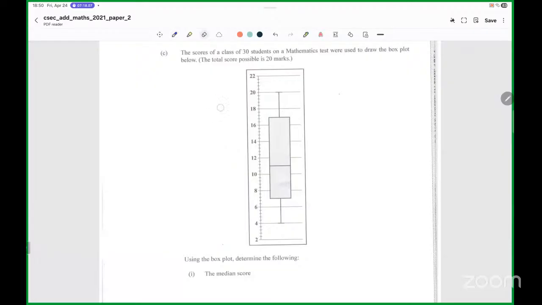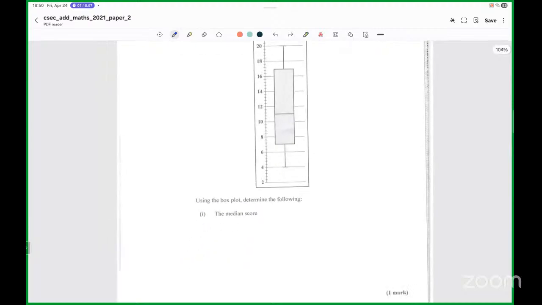We can still see the quarters and everything. So you still see the lowest value right here. This is Q1. This is Q2. This is Q3. This is the largest value. So you can still see them. So this question is asking you, from the box and whisker plot, what is the median?